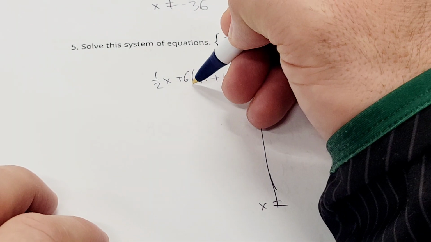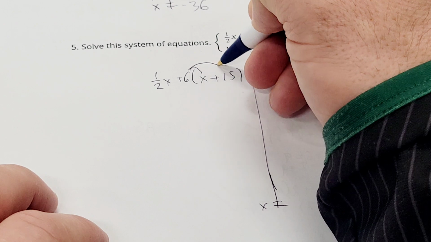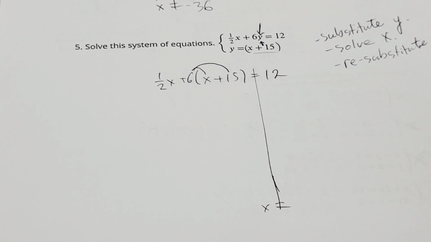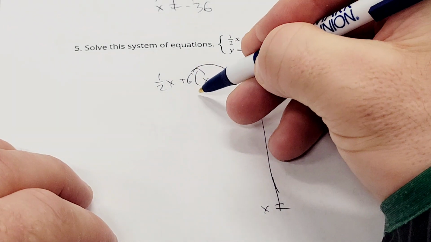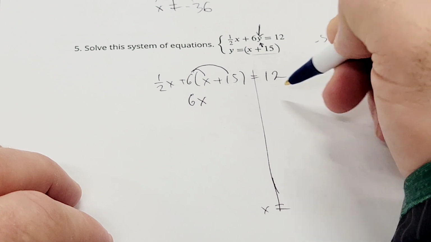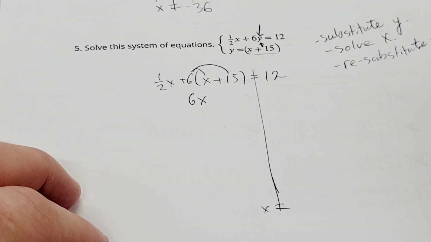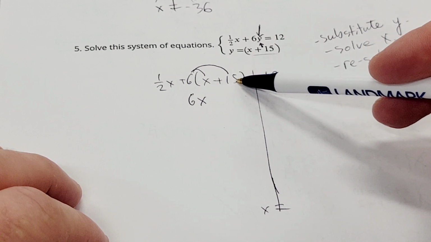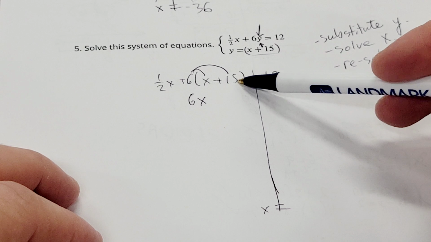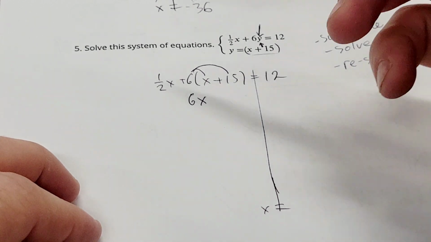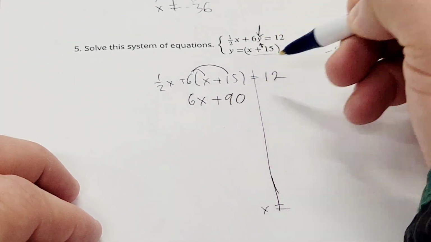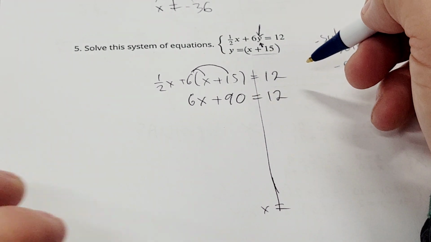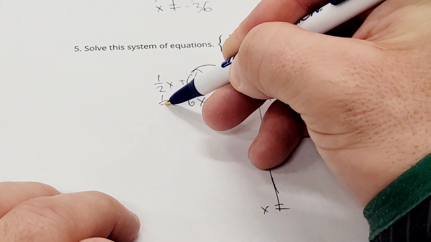Okay, I have a pumpkin top or dog butt here, so it's always the first thing I want to do. Anytime I see the opportunity to distribute, that is my go-to move. So 6 times x is 6x, 6 times 15. Okay, let's see, 15 doubled is 30, doubled again is 60, and then 60 and another 30 is 90. Okay, equals 12, and 1/2 x is still there.